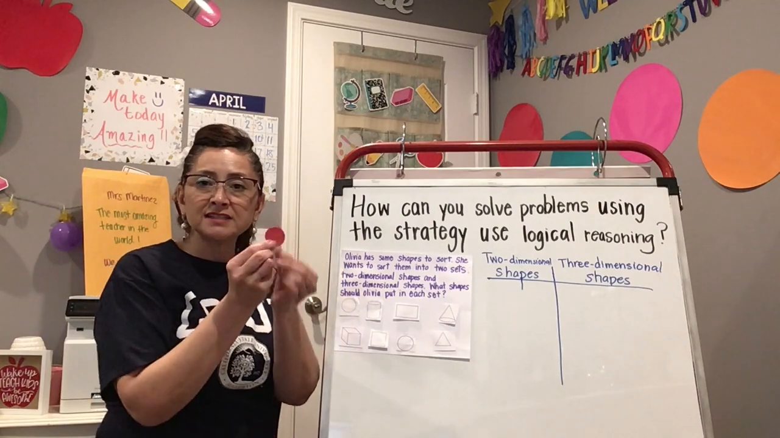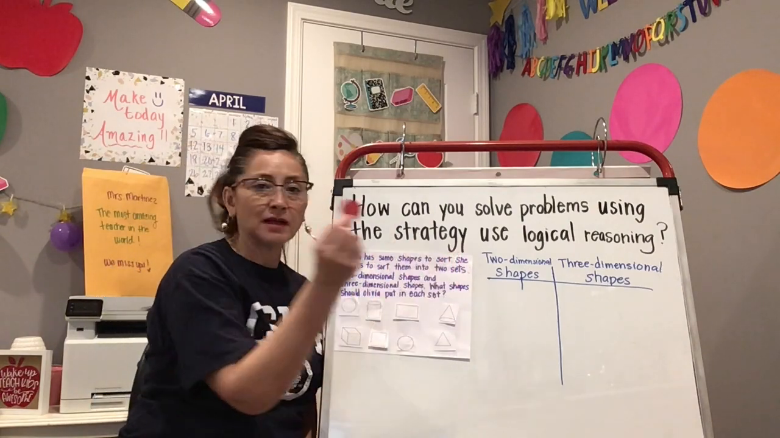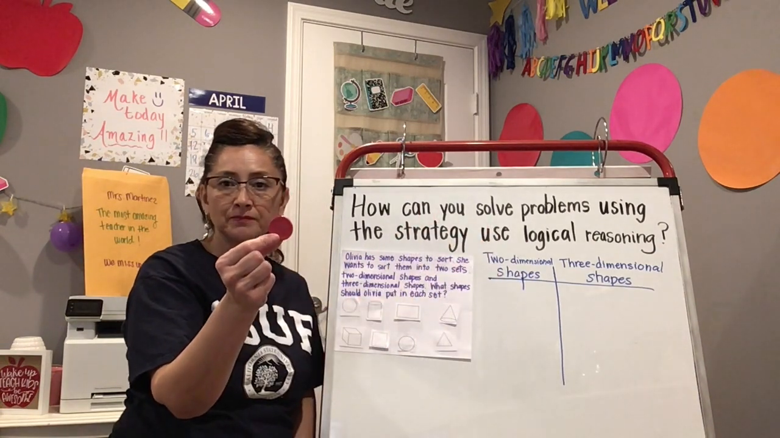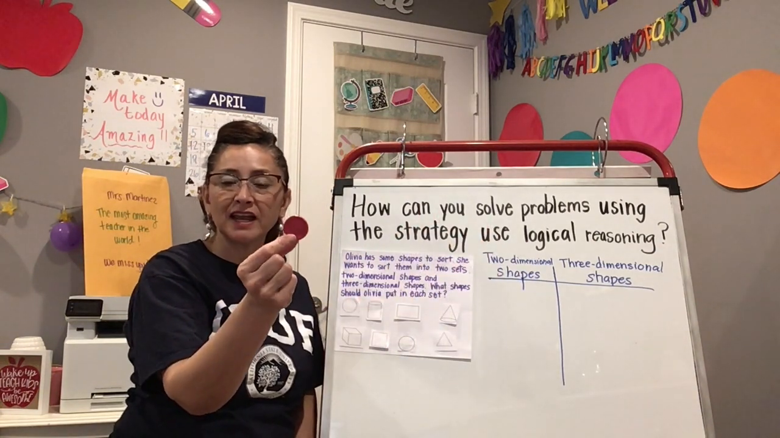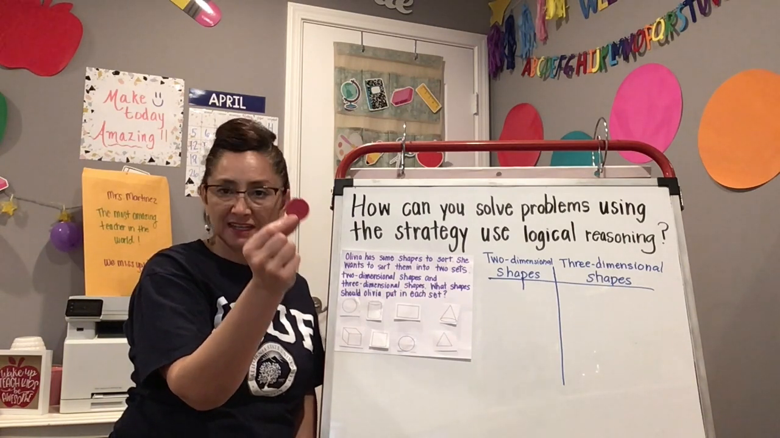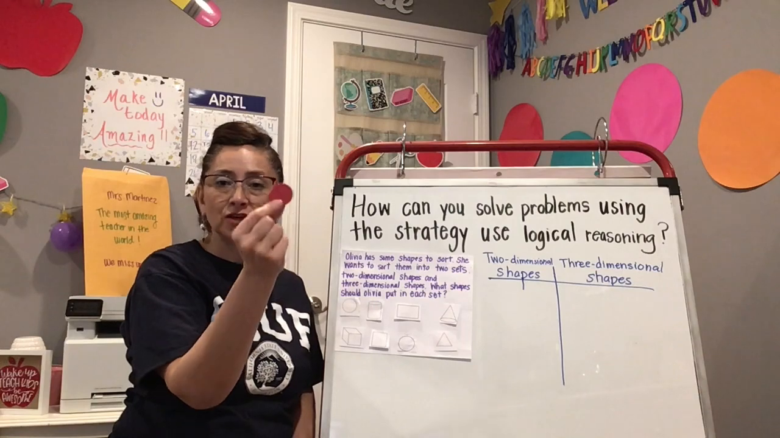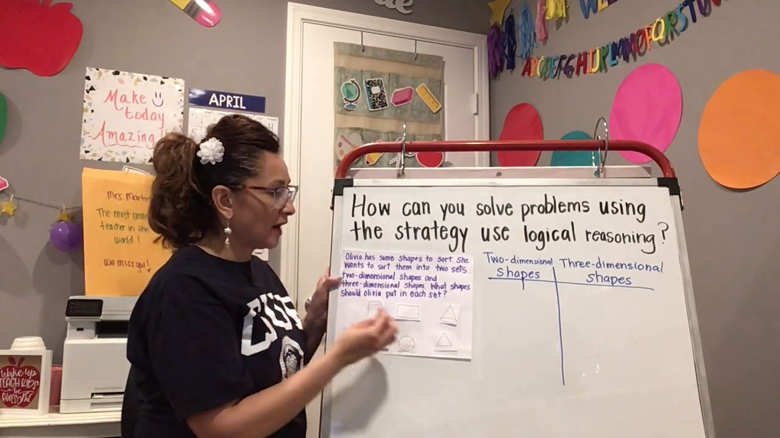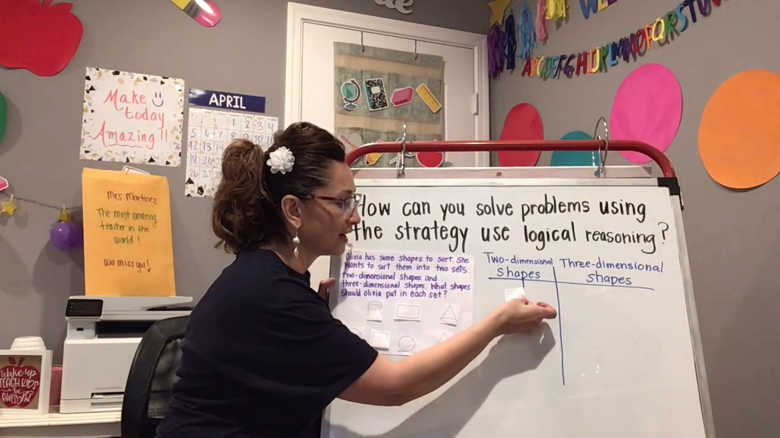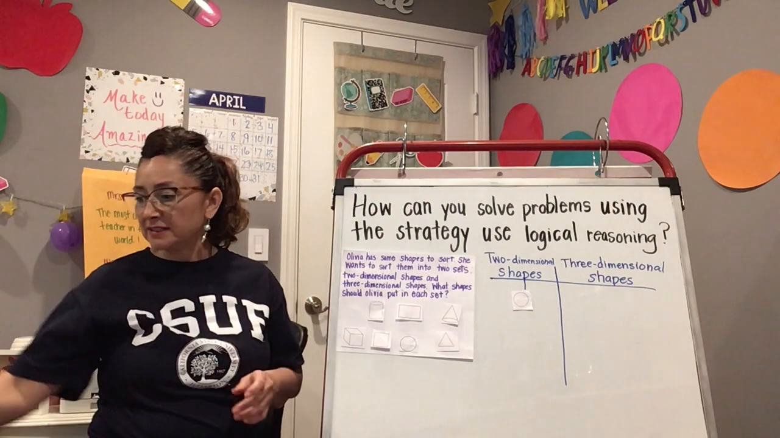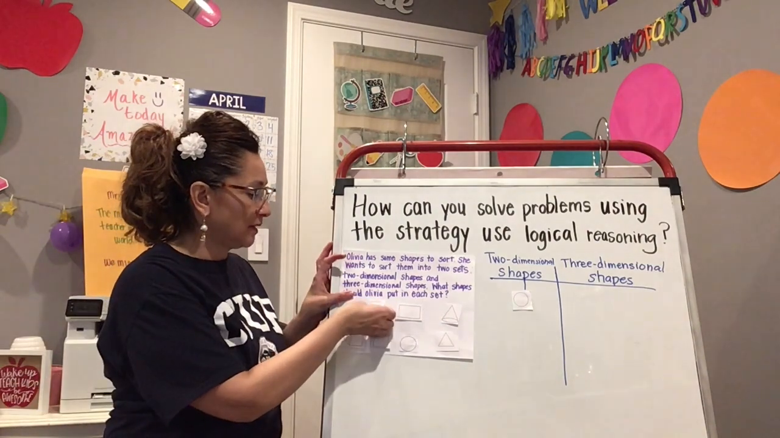So, is this a two-dimensional shape or a three-dimensional shape? Yes, that's right, a two-dimensional shape. How do you know? Because it's flat. Good job. So this circle is flat. So we will put our picture of the circle right where it says two-dimensional shapes. Good. Let's take a look at our next picture.